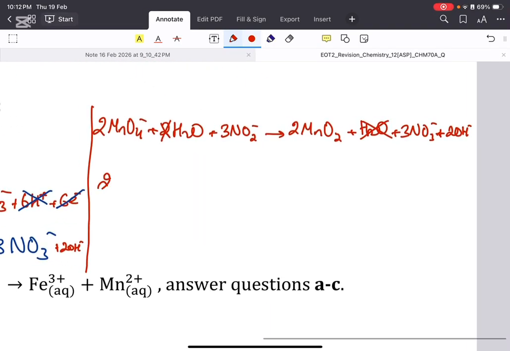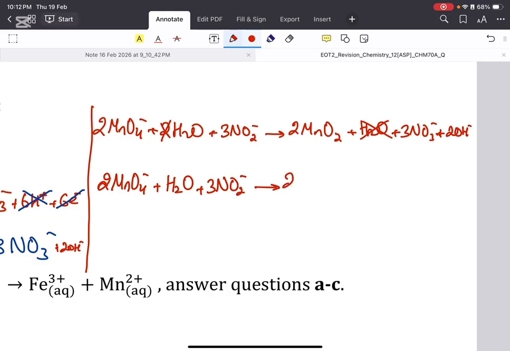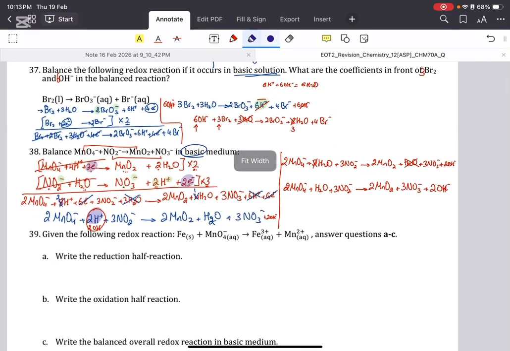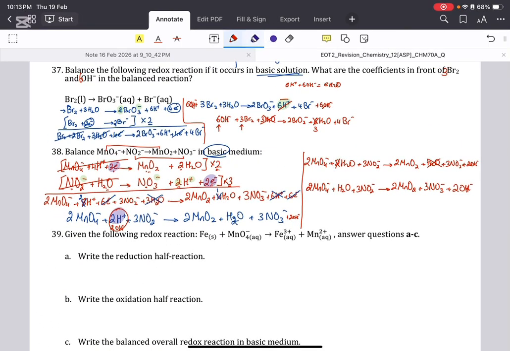And the final answer is 2MnO4 minus plus H2O and 3 nitrite, MnO2, 3NO3 minus and 2OH minus. Be careful because here it's a bit confusing. There's an Mn and there's an N, there's NO2, there's NO3. So please be careful when you are doing this and the charges. So I balanced this in basic medium.